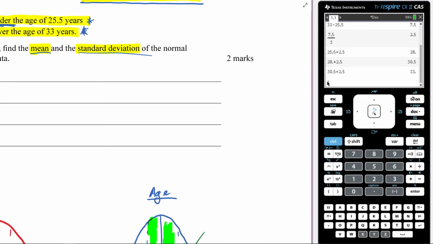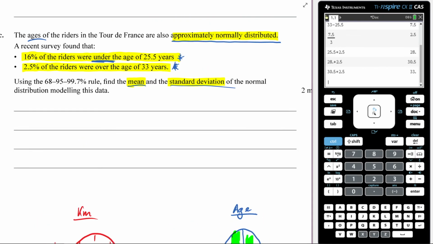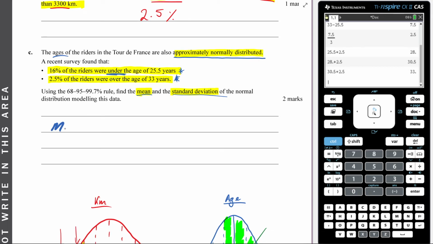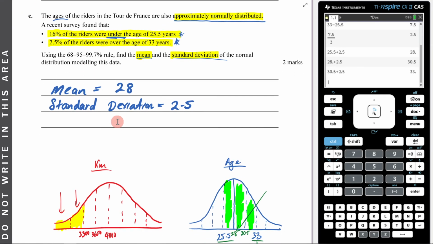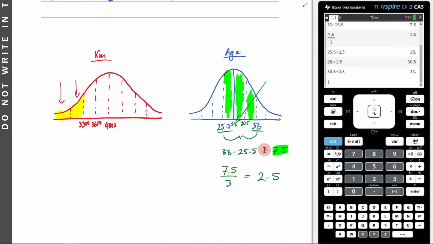So now we can come up here and say the mean is 28, and the standard deviation is 2.5. It's worth 2 marks, so I'm assuming 1 mark for each of these. So yeah, that's the mean, that's the standard deviation. That's how we figured it out.